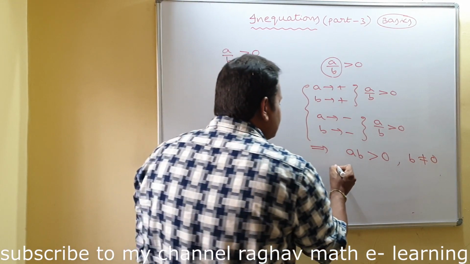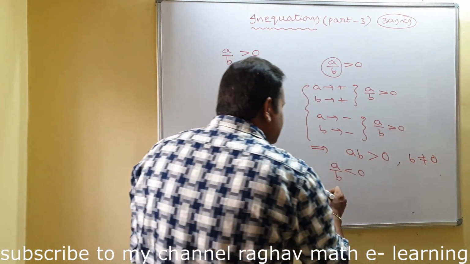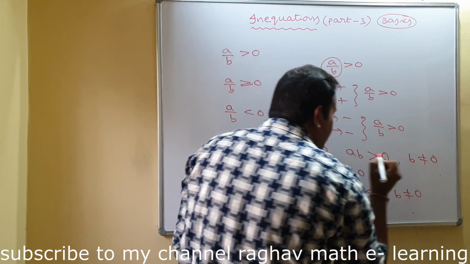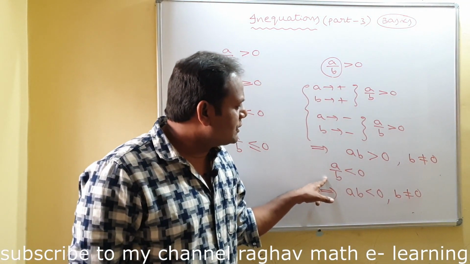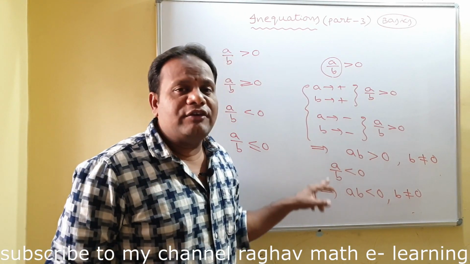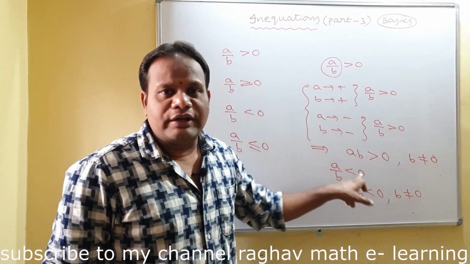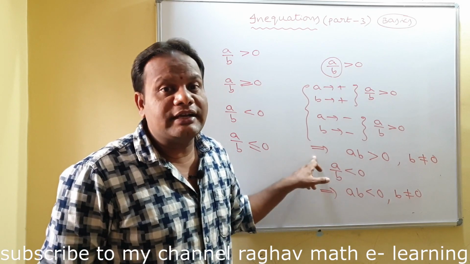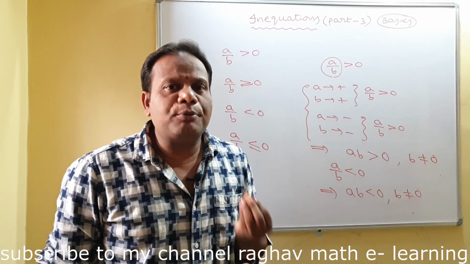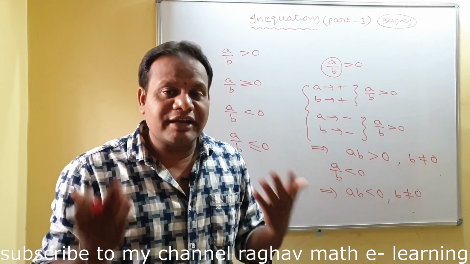Similarly, suppose a by b is negative, then do the same. You can get a into b is negative and b not equal to 0. Here you observe that a by b negative means a and b have opposite signs. I mean a positive, b negative: positive by negative is negative. Suppose a negative, b positive: negative by positive is negative. So if a and b have opposite signs, then what about the product ab? Yes, it is negative only.